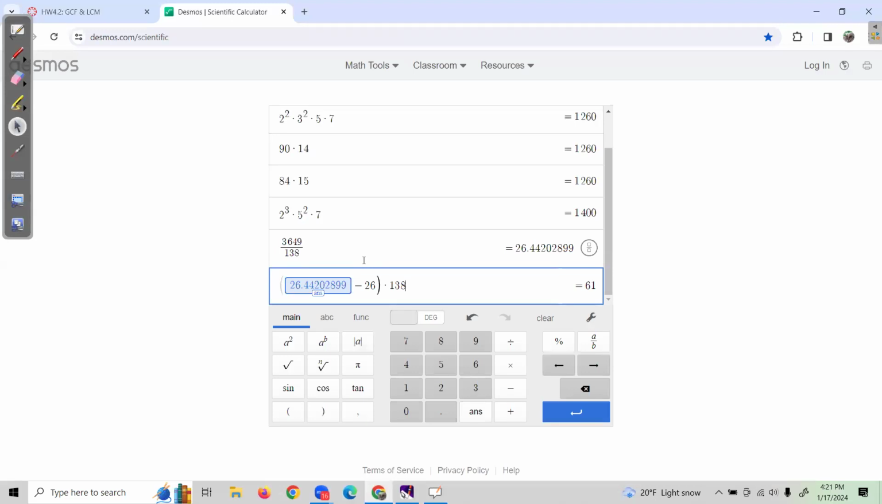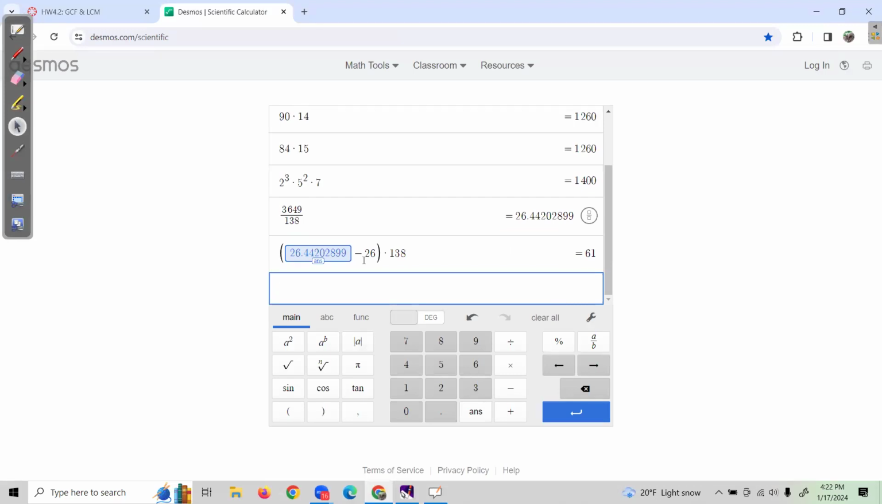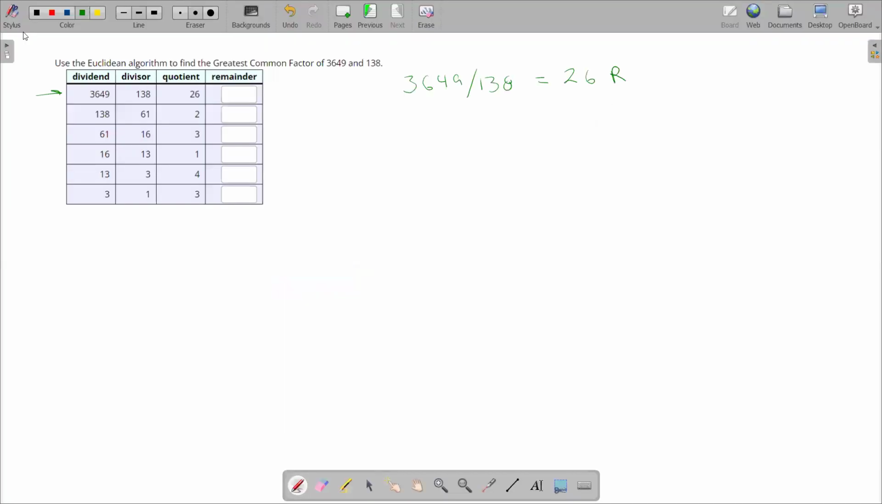Okay. Another way to come about that would be to take, we know it goes in 26 whole times. So if we take the original number, 3649, and we take away from that 138 times 26, that should tell us what the remainder is. So there are several ways to go about doing it on a calculator. So we get a remainder of 61.